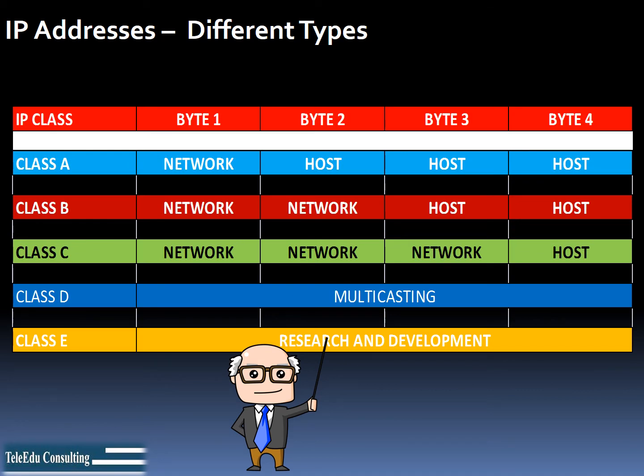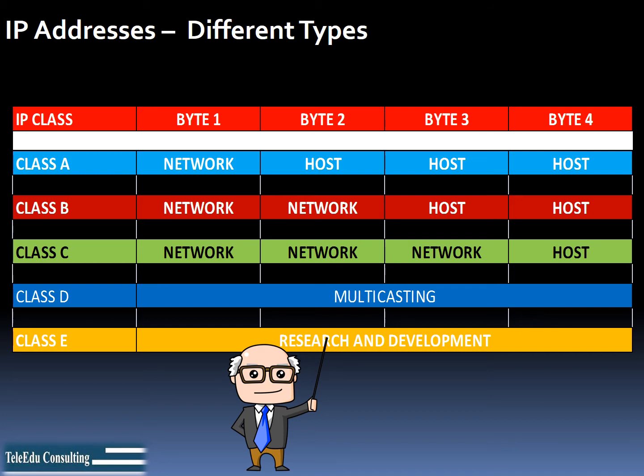The network ID and host ID of an IP address depends upon the class of the IP address. Like in class A IP address, the first byte is network ID and the remaining are host bits. In class B IP address, the first 2 bytes are network ID and the remaining are host bits. In class C IP addresses, the first 3 bytes are network ID and the remaining are host bits.